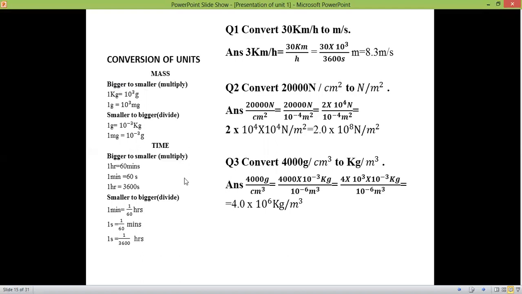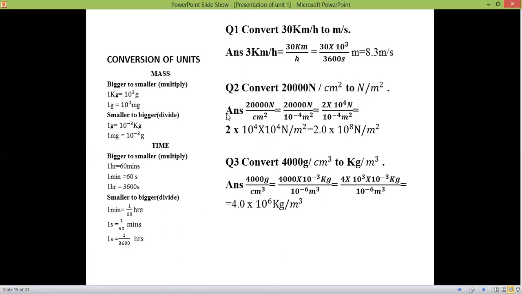Now we have to discuss the units used for the measurement of time. SI unit used to measure time is second. Other units are hours, minutes. So in 1 hour there are 60 minutes, in 1 minute there are 60 seconds, in 1 hour there are 3600 seconds. In 1 minute there is 1 by 60 hour, in 1 second there is 1 by 60 minute, in 1 second there is 1 by 3600 hour.